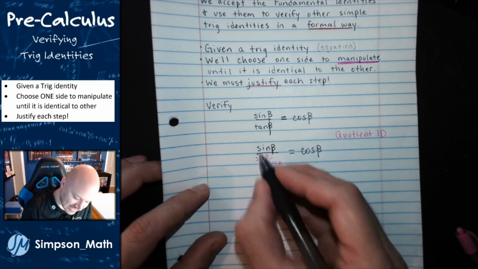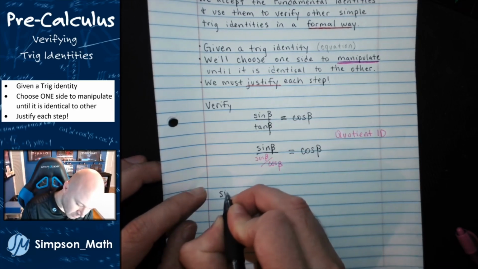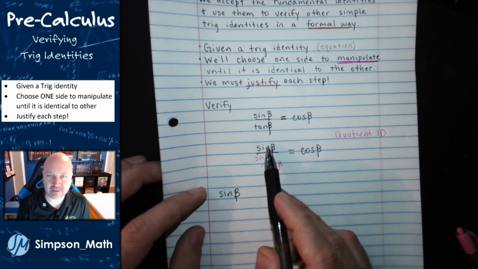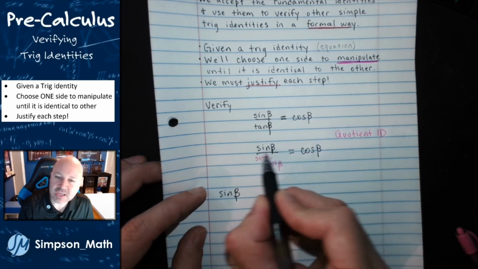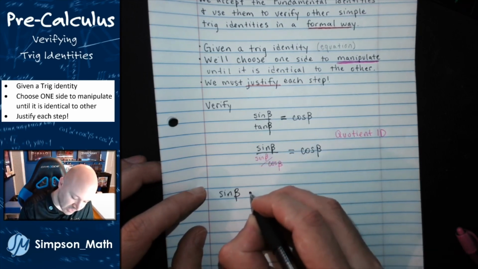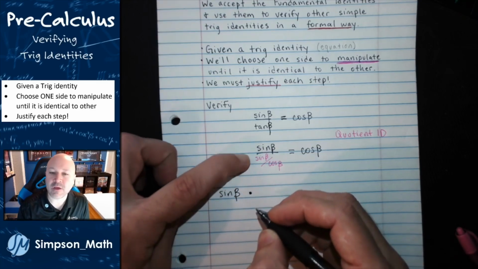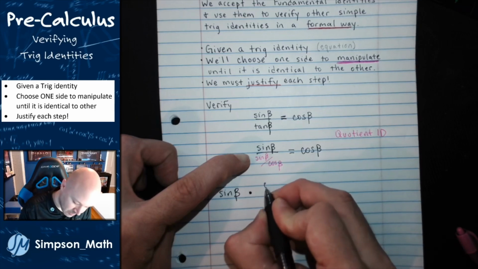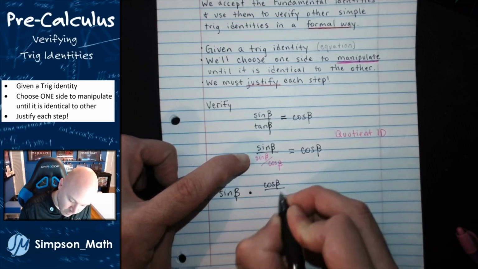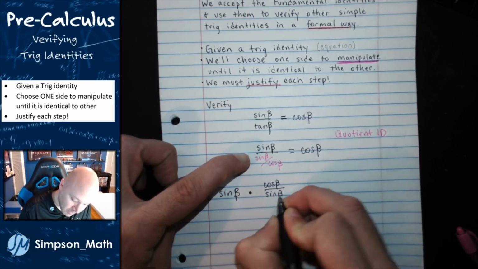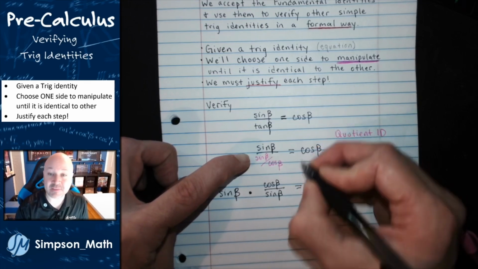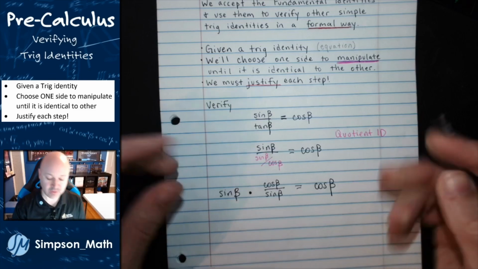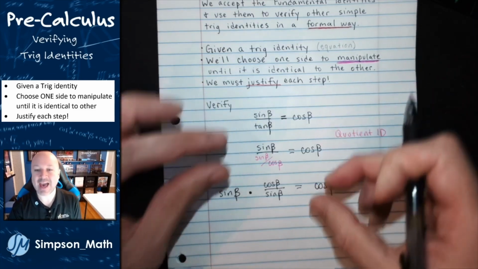But I'm going to take this sine b. That's keeping the numerator as is. I'm changing the division problem to multiplication. And then I'm multiplying by the reciprocal instead of what's down there. Again, I'm bringing down the equal sign, and I'm bringing down the right-hand side of this equation. So it's one step at a time.